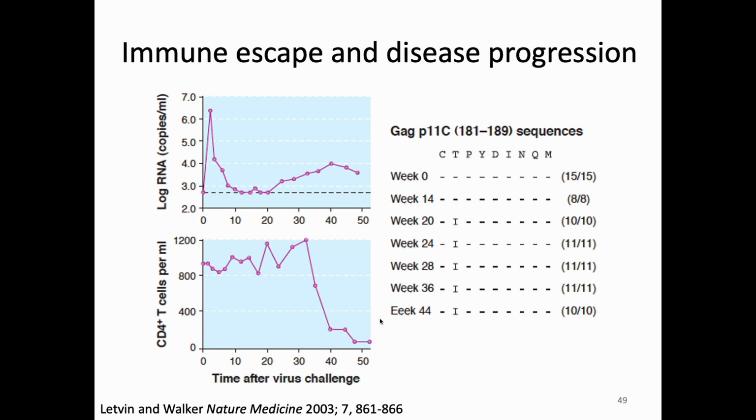And so you can see that, in fact, in this monkey, the monkey got infected, it had a bunch of virus, and then the virus went away. Hooray, the immune system was winning. And the monkey kind of had okay CD4 T cells because the immune system was winning. And then suddenly, the virus came back. The immune system stopped winning. And then the CD4 cells went away because the immune system stopped winning. Why did that happen? Why was the virus suddenly able to win?